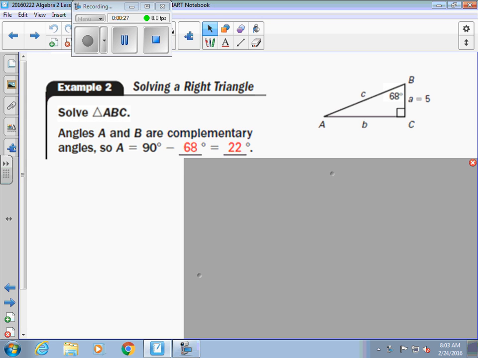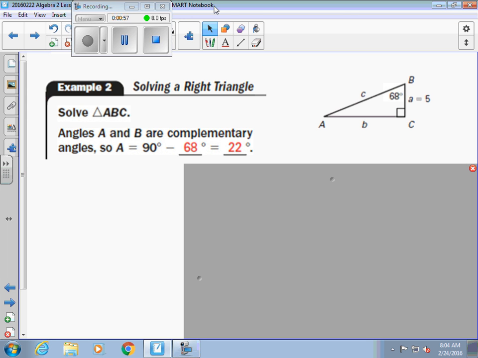So A is equal to 90 degrees minus 68 degrees, which is equal to 22 degrees. Now, these numbers come from the fact that since they're complementary, 90 minus the one you know, which is 68, that's angle B up there, gives you angle A's value, which is 22 degrees. Most students don't think about two angles being complementary in a triangle. Most students simply remember that they add up to 180.